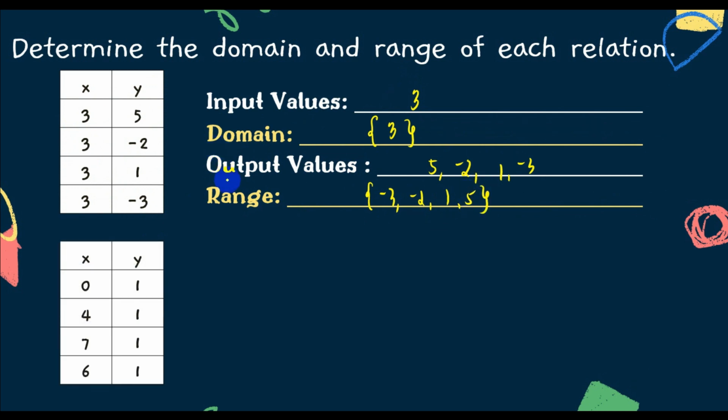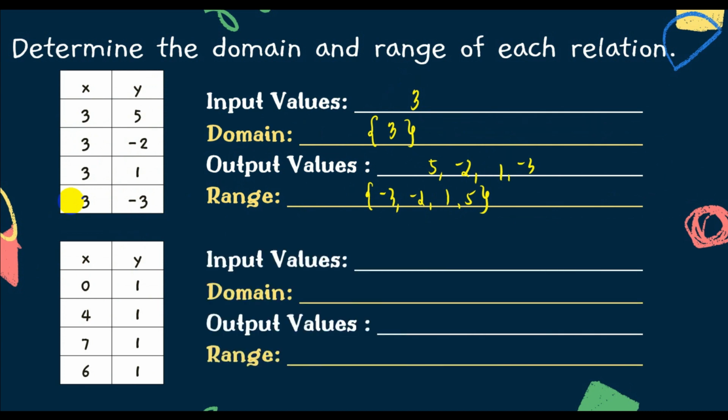Okay, another, we have here x elements are 0, 4, 7, 6, and then for the y elements, we have here 1, 1, 1, 1. Again, for the input values, write it 0, 4, 7, and 6. Output values, paulit-ulit lang po yung 1, so isang beses lang natin siya isusulat.